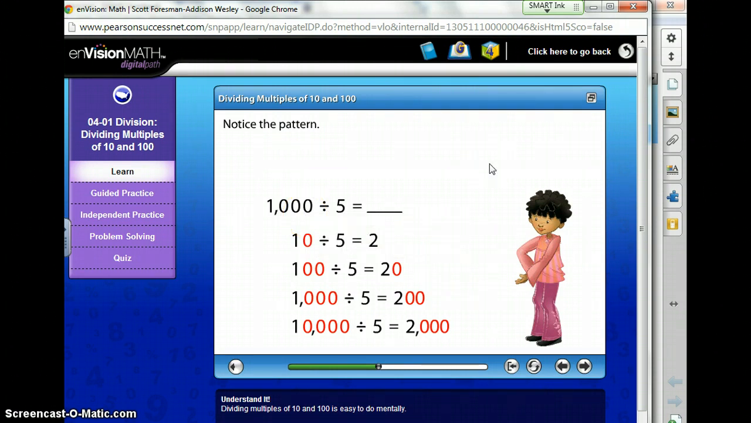So you should see a pattern here. 10 divided by 5 is 2. If we add a 0, our answer is 20. If we add a third 0, the answer is 200. If we add a fourth 0, our answer is 2,000.